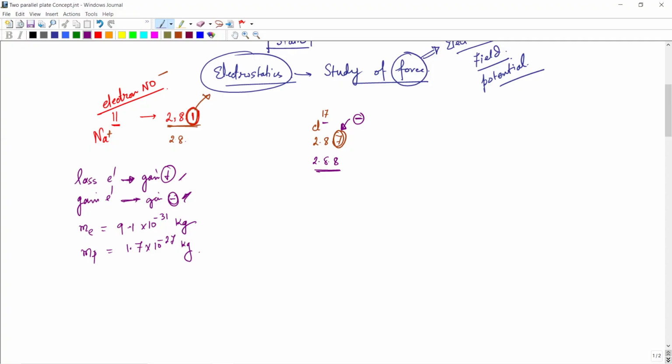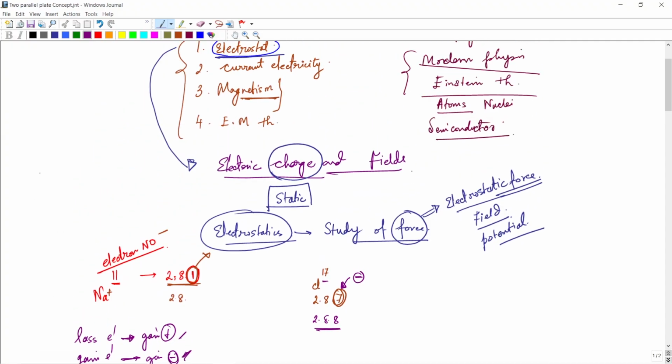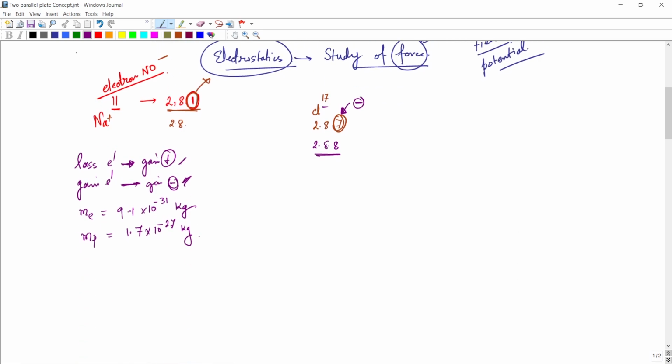So now here we mainly study the force. How do we study the force? We take some experiment, we do some experiment.